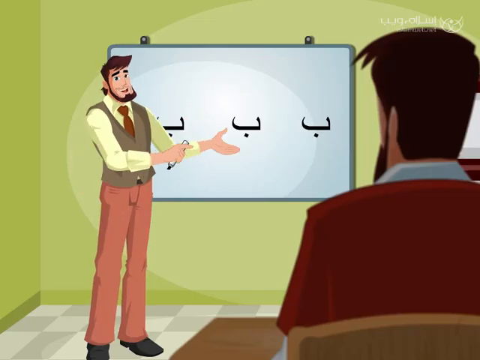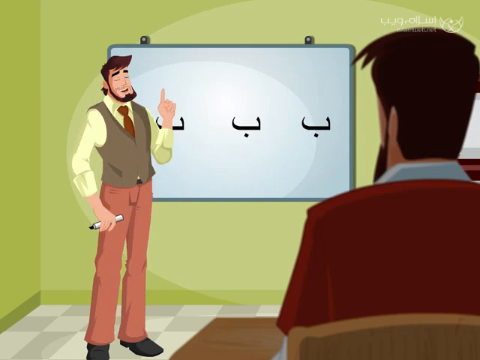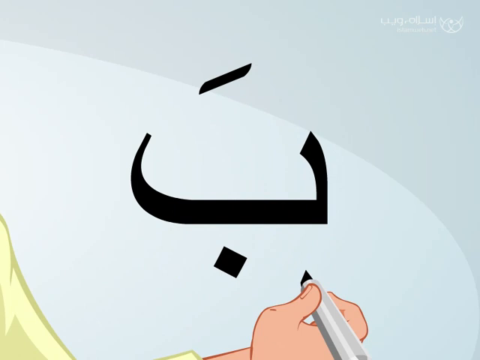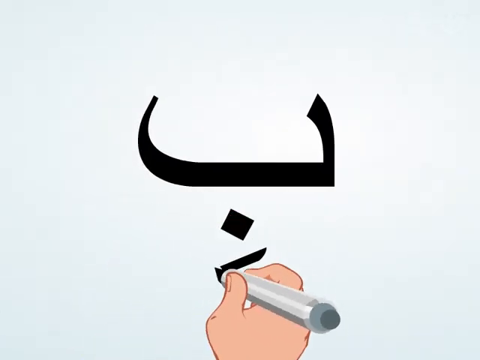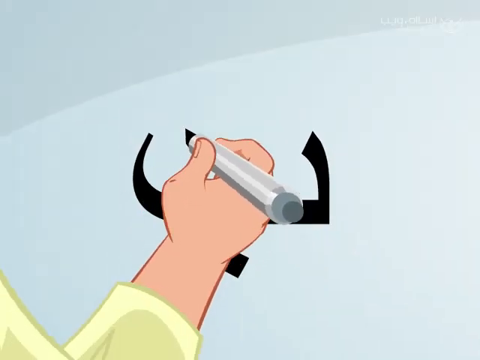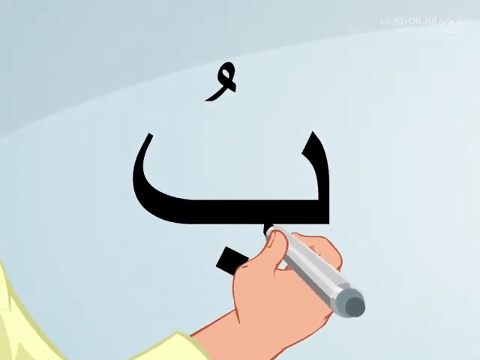How to pronounce the letters with short vowels: fath, kasr, and dam. Ba. B. Boo.